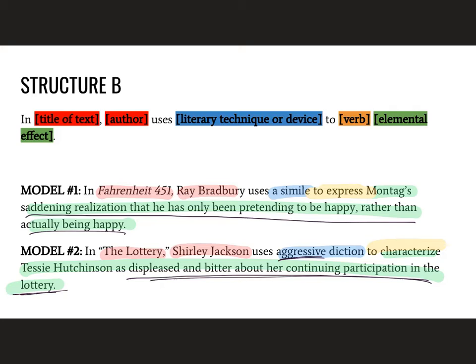In model number 2, I want to draw your attention to the fact that the word characterized is being used both as the verb of the sentence and as something that's illustrative of the element that's being addressed. Now, you've tried writing with structure A. Try writing with structure B. Keep the same information in your topic sentence, but rearrange it. Try reorganizing your ideas. When you've done that, go ahead and click play again.